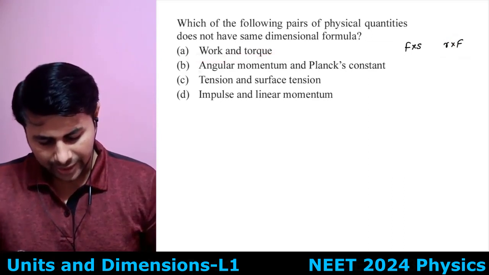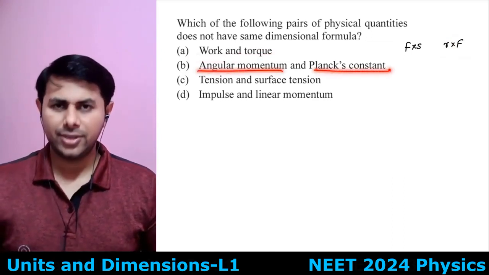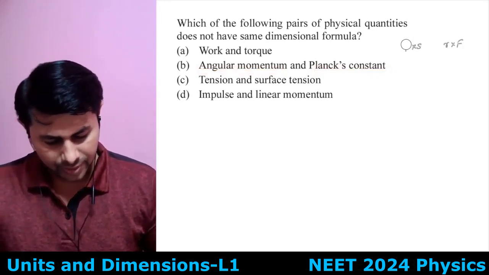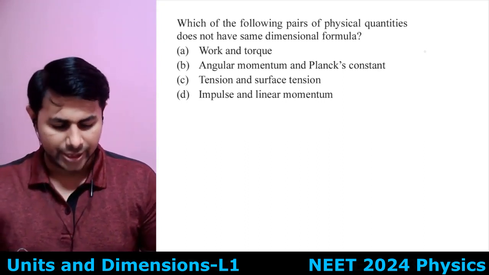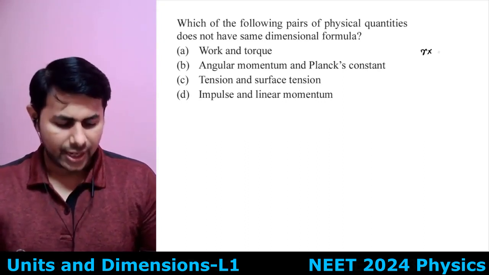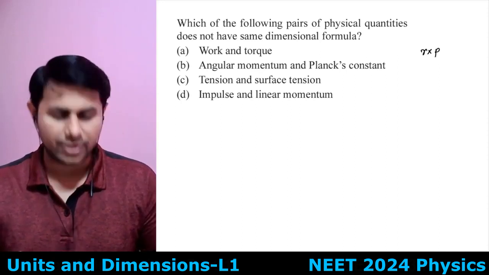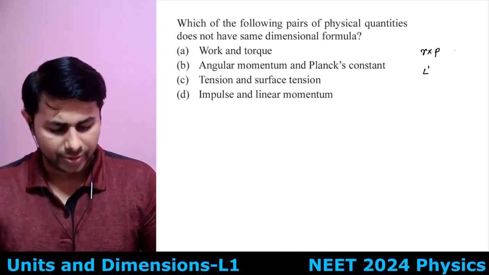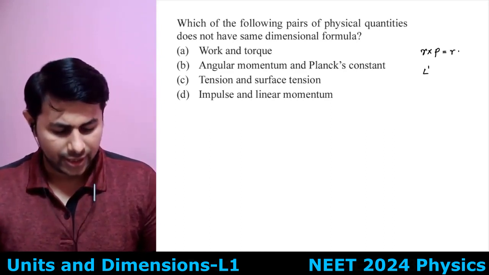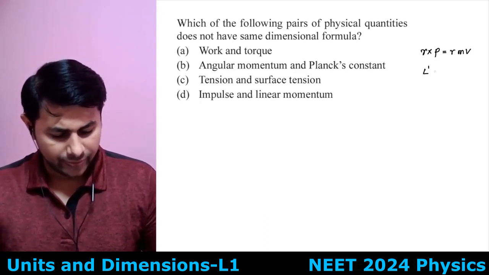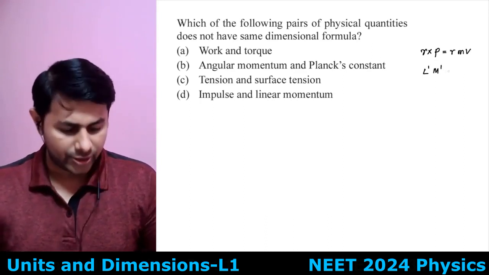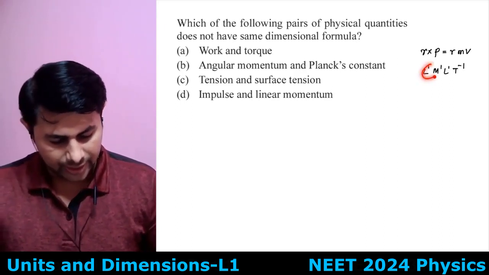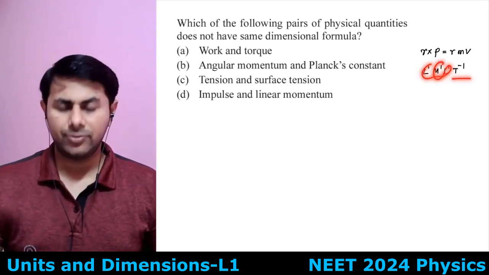The next is angular momentum and Planck's constant. These two also have the same dimensions. So what is angular momentum? Angular momentum is moment of linear momentum, meaning r multiplied by linear momentum, r cross p. The dimensions are L^1 and the dimensions of momentum. What is momentum? It is mass into velocity. So L^1 M^1, and the dimensions of velocity are L^1 T^-1. So the dimensions of this one are L^2 M^1 T^-1.